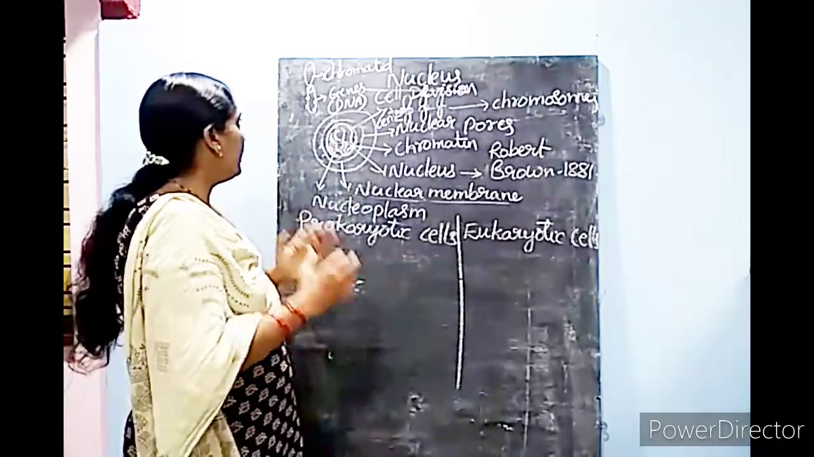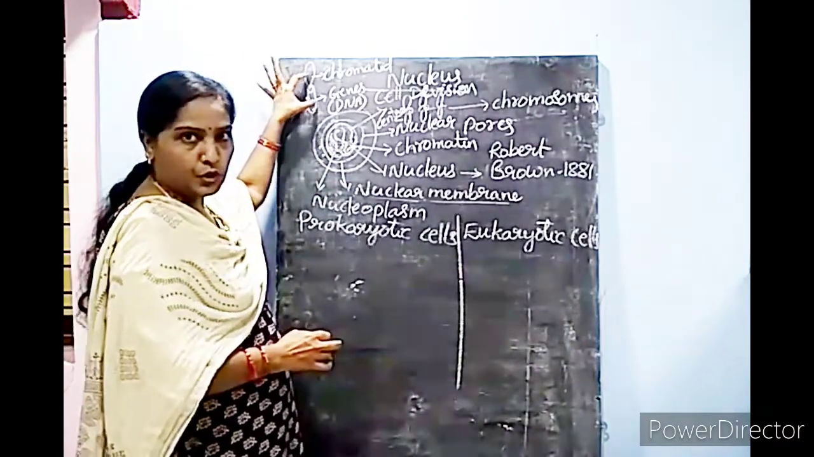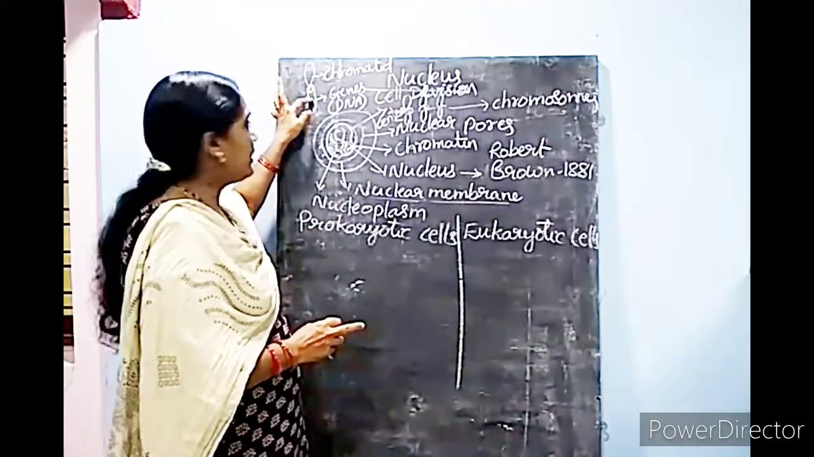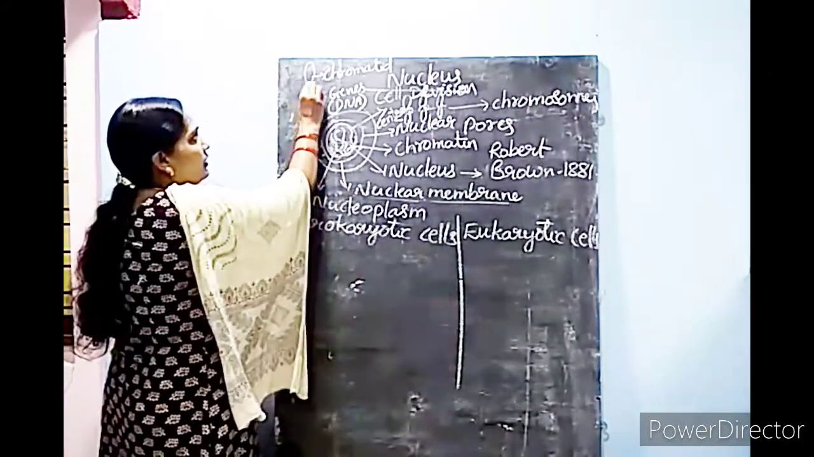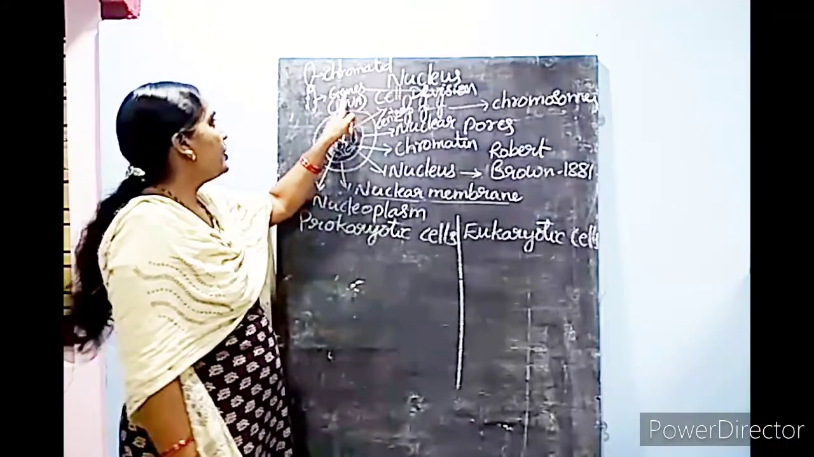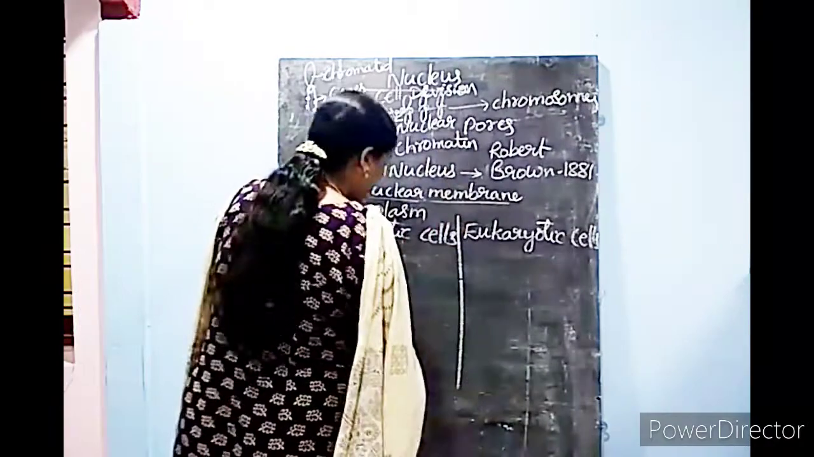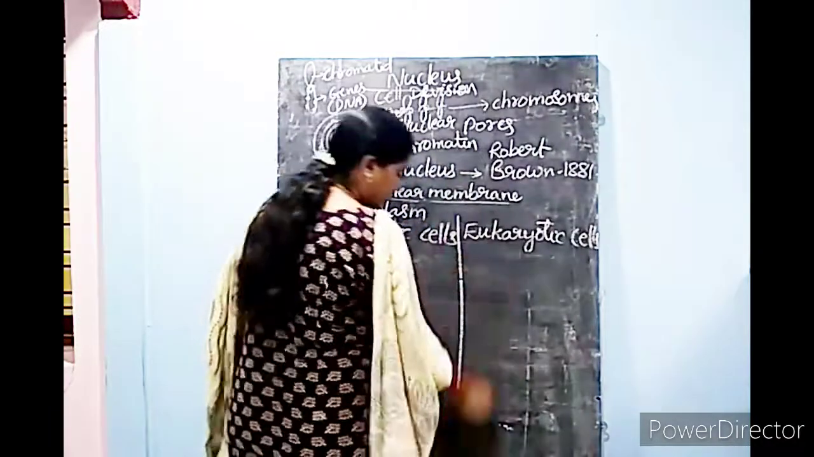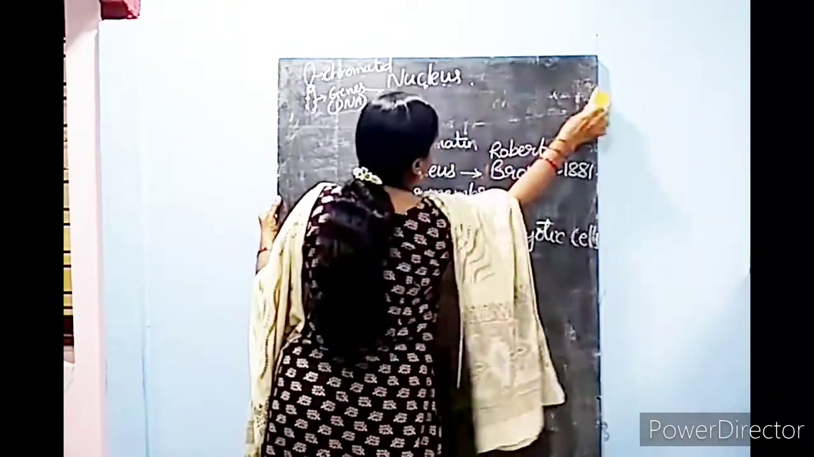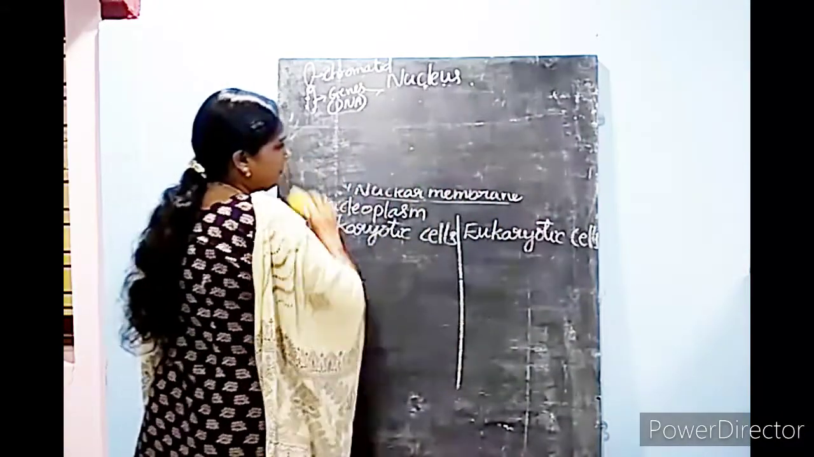So now you are clearly understanding that the chromatin condenses and spindle shaped chromosomes are formed. Chromosomes have two chromatids. Both the chromatids are connected by a centromere. This is centromere. So these chromosomes are having genes. The genes are made up of DNA. DNA means deoxyribonucleic acid. Now can you tell me what is present inside the nucleoplasm?